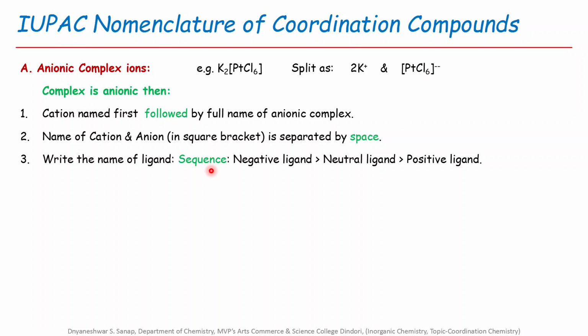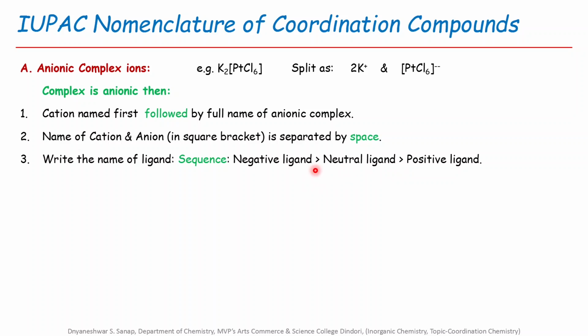But ligands are of three types, as we know. That's why we have to write the negative ligand names first. After that we write the neutral ligand names, and after that we write the positive ligand names. Here only one type of ligand is there, that's why there is no need for a sequence. But when different types of ligands are present, then we have to keep in mind the sequence of writing the ligands. This is the first case for writing the ligands one by one.